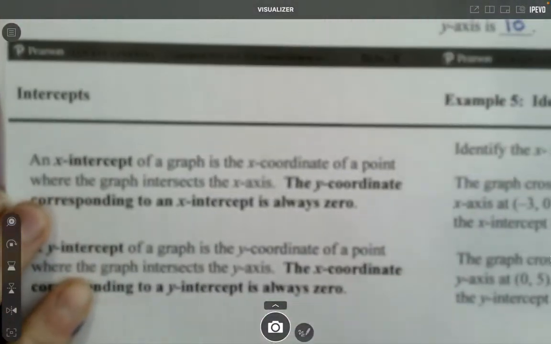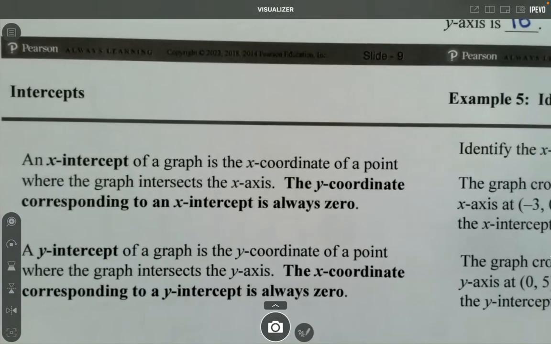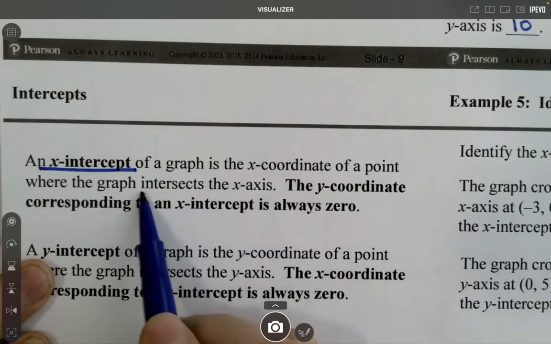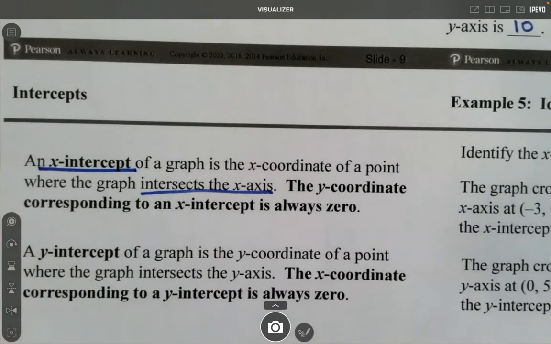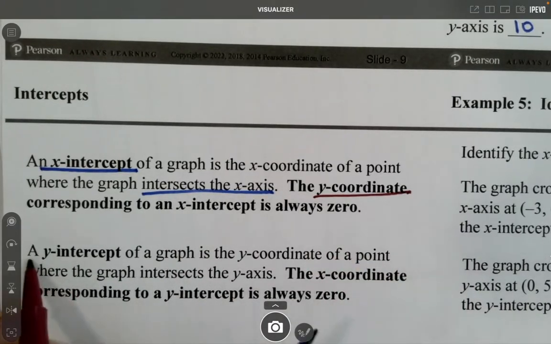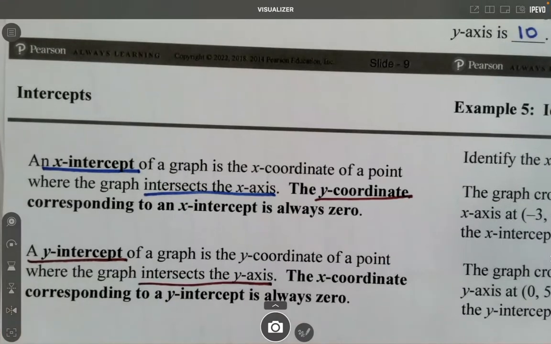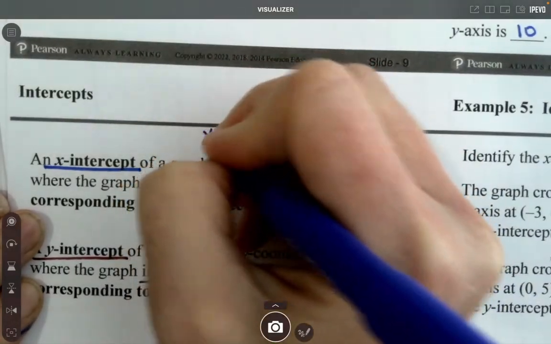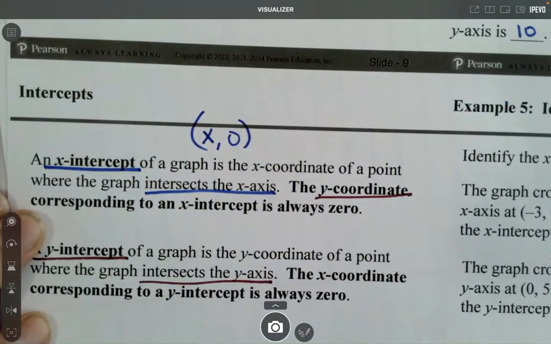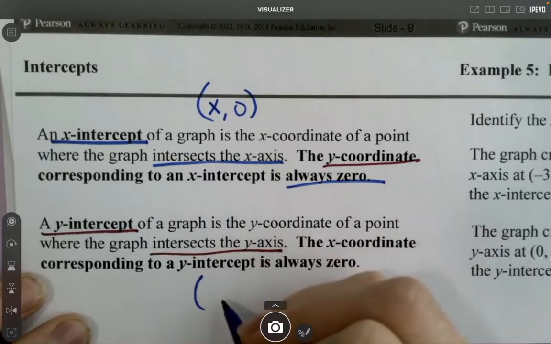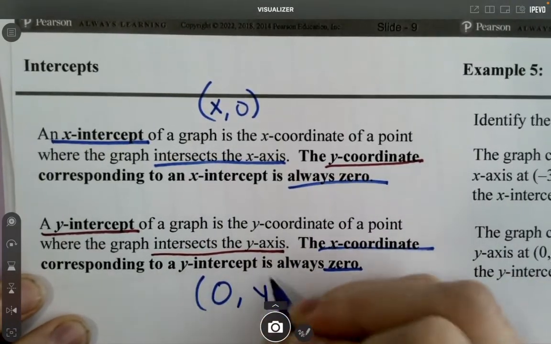The intercepts. X-intercept of the graph is the x-coordinate of a point where the graph intersects the x-axis. So x-intercept is where it crosses the x-axis. And your y-intercept is where it crosses the y-axis. There we go. So an x-intercept is when the y-coordinate is 0. So you have a value for x and y is 0. That's your x-intercept. Whenever you're finding your y-intercept, the x-coordinate is 0. So it's 0 and then a y value.